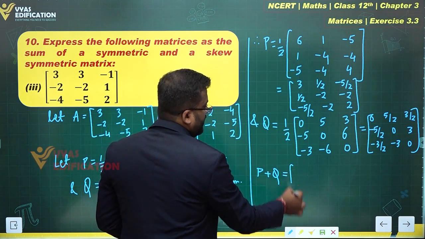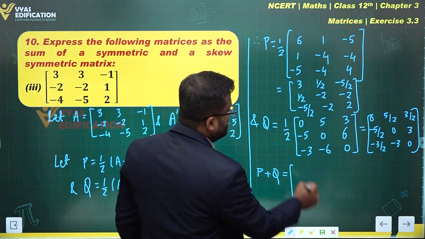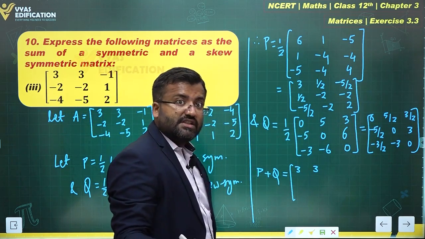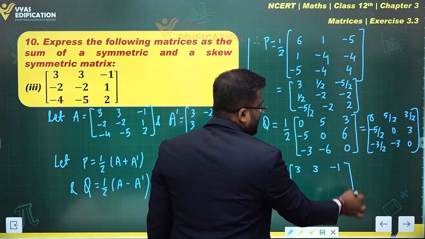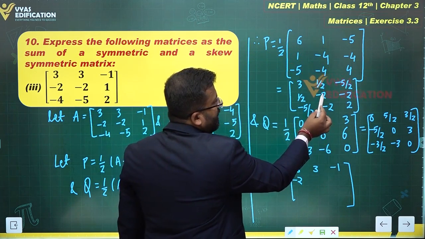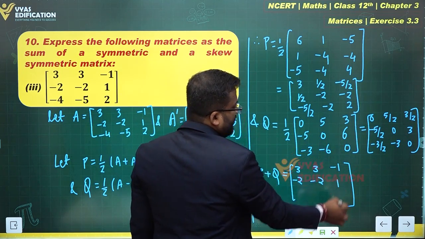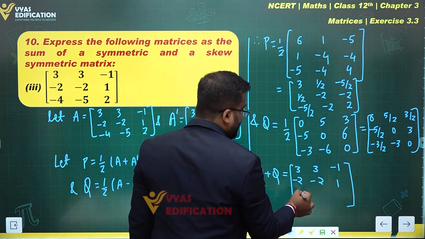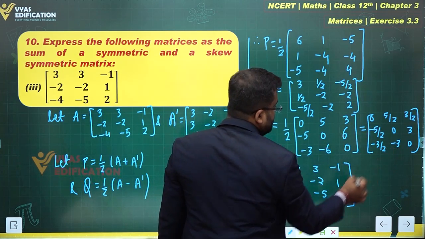is equal to what? The sum of these two matrices, P and Q. 3 plus 0 is 3. 1 by 2 plus 5 by 2 is 6 by 2, which is 3. Minus 5 by 2 plus 3 by 2 is minus 2 by 2, which is minus 1. 1 by 2 minus 5 by 2 is minus 4 by 2, which is minus 2. Minus 2 plus 0 is minus 2. Minus 2 plus 3 is 1. What about the third row? Minus 5 by 2 minus 3 by 2 is minus 8 by 2, which is minus 4. Minus 2 minus 3 is minus 5. 2 plus 0 is 2.